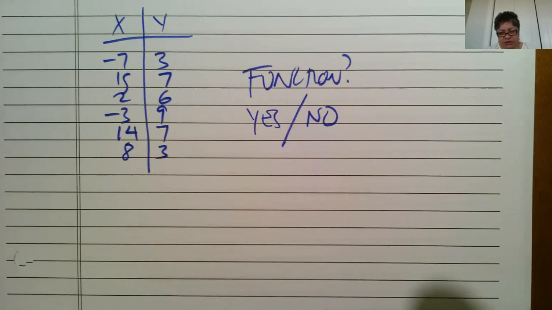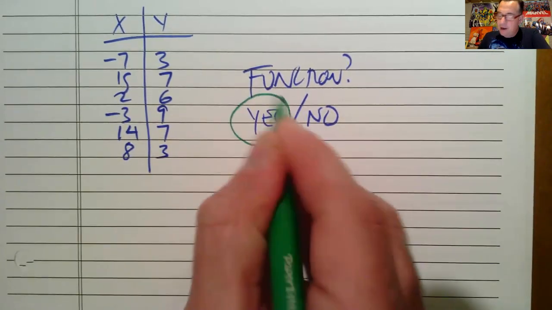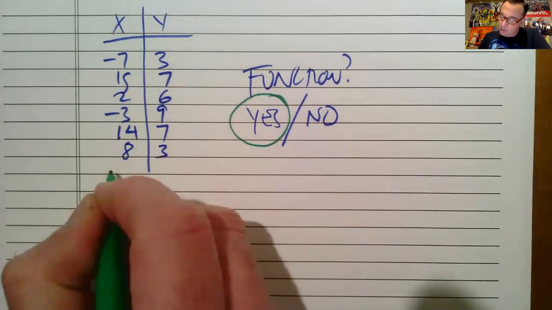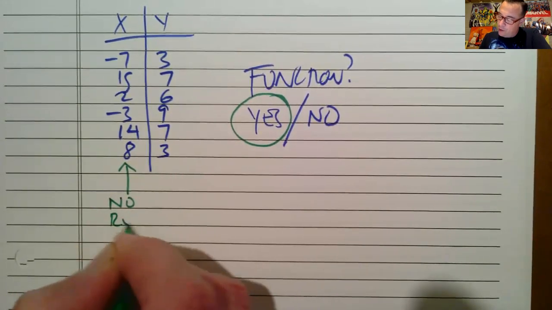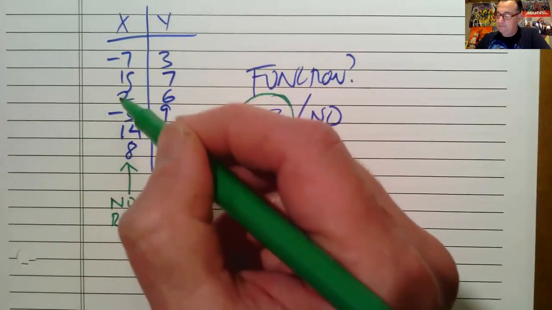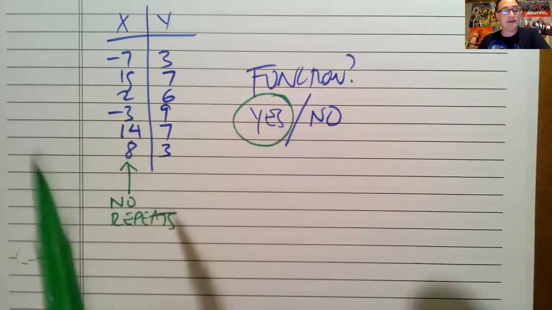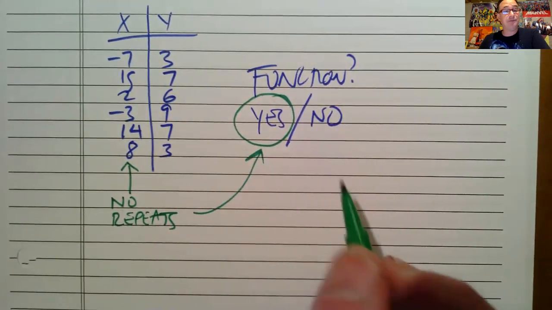It is a function, Stephen. Stephen says yes. Elil says yes. Juan says okay, which I'm going to say is yes. You guys are right, because we look at our x's, there are no repeats: -7, 15, 2, -3, 14, 8. No repeats means, yes, it is a function.